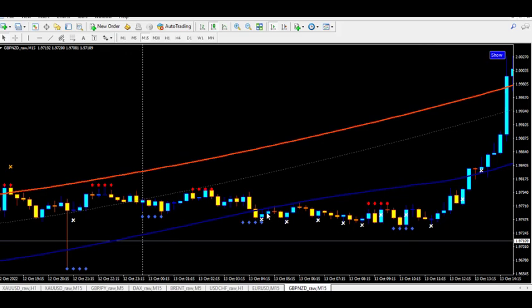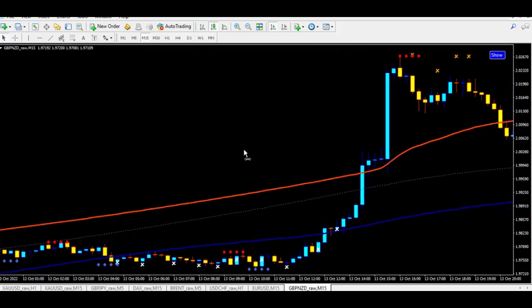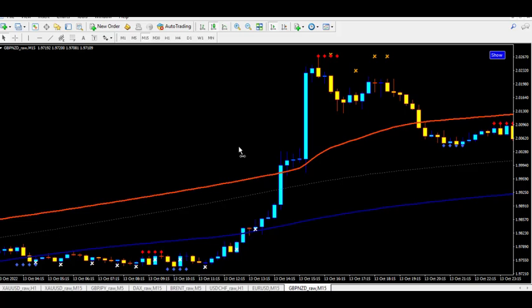And here you see the buy signal with the star, and it delivered. So this is against the trend. At this point, we have another opportunity to enter in the same direction for a buy. So this is how to use this particular strategy.